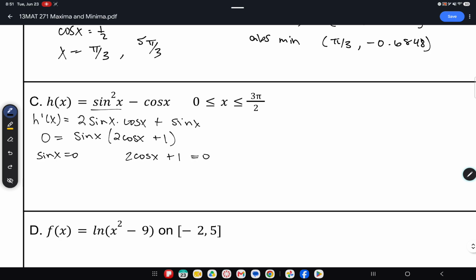So sine of x between 0 and 3 pi over 2, it's going to happen at 0 and pi. And then here we would subtract 1, divide by 2. So I want cosine of x to be equal to negative 1/2. And that's going to happen at 2 pi over 3 and 4 pi over 3.